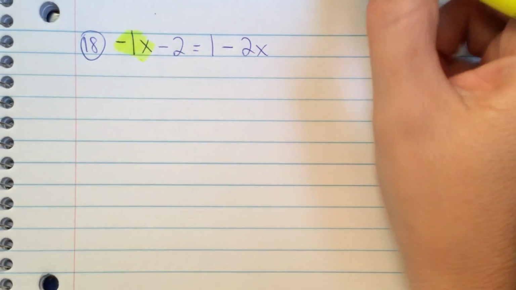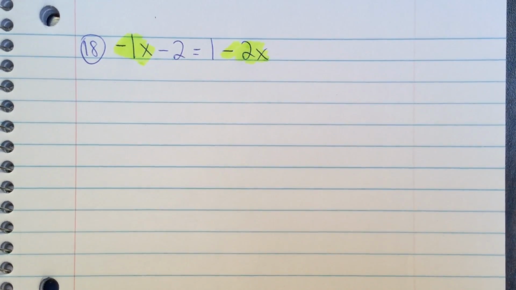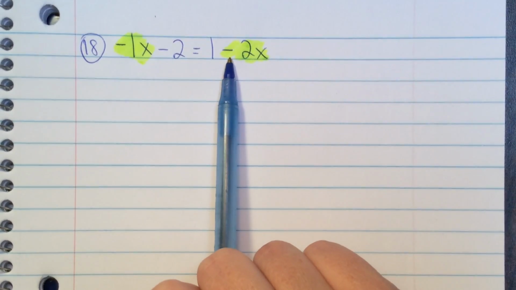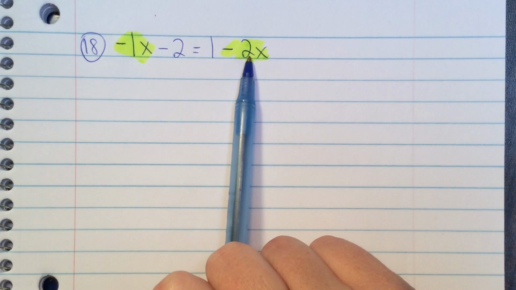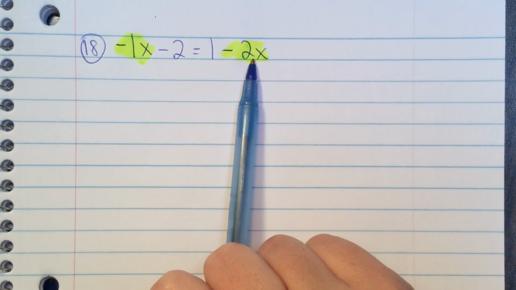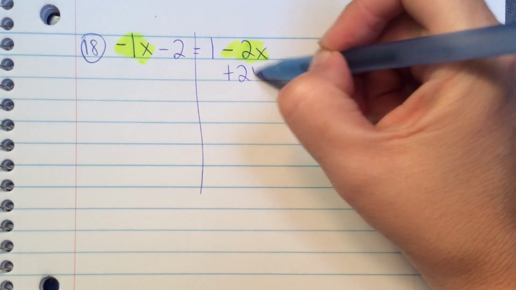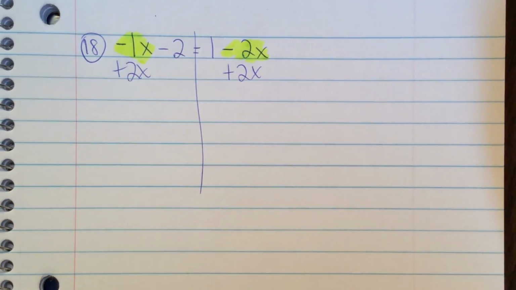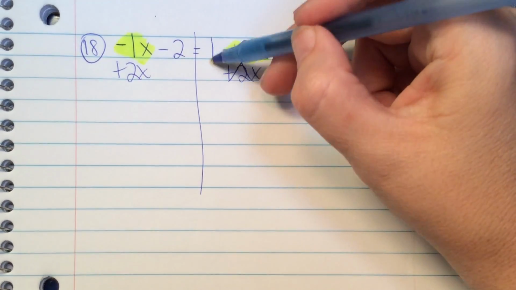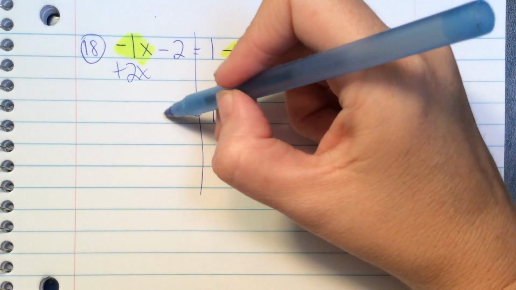I see a negative 1x and a negative 2x. So let's think about which one's actually smaller. If they were positive numbers, 2 would be bigger, but they're negatives, so 2 is actually smaller because they work opposite. So 2 is actually smaller, so we're going to move it. These will go away. I'm going to keep my 1, and I'm going to keep the negative 2.